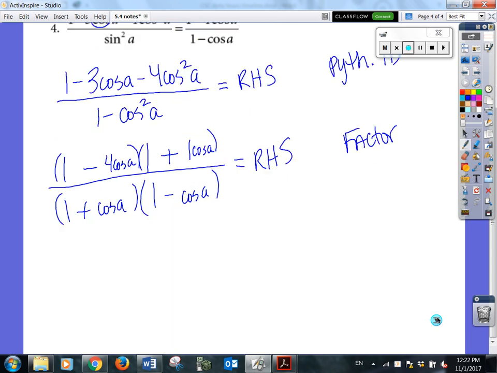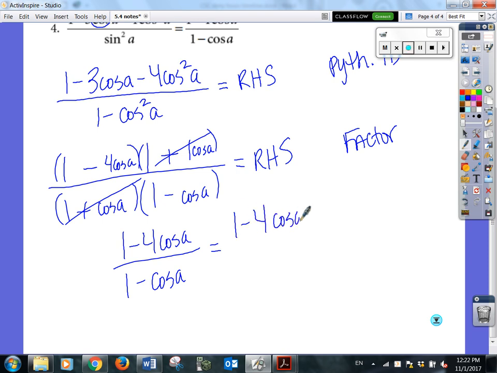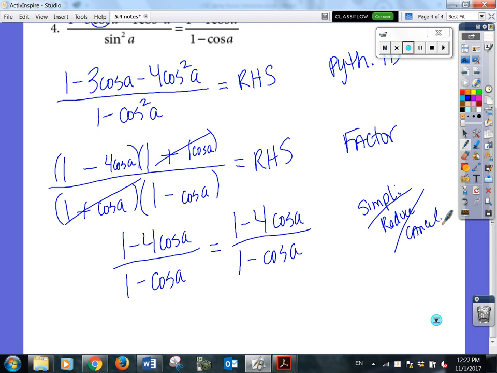And now, I have 1 plus cosine A on top and on bottom. And so now I have my answer. 1 minus 4 cosine A over 1 minus cosine A equals the right-hand side. And there I can say simplify. You can say reduce. You can say cancel. Any of those, whichever word's your favorite. You don't have to say them all. Any of those words will work.